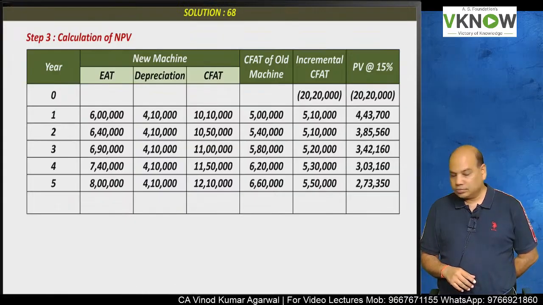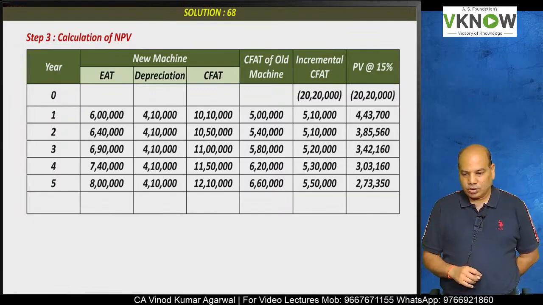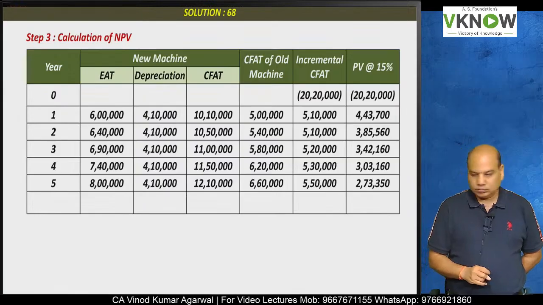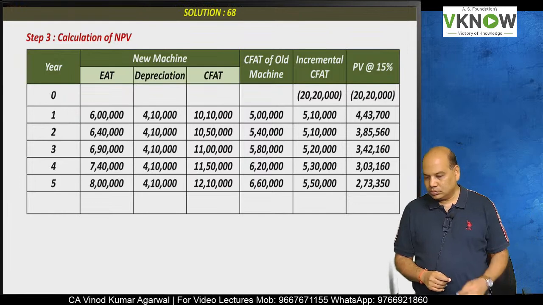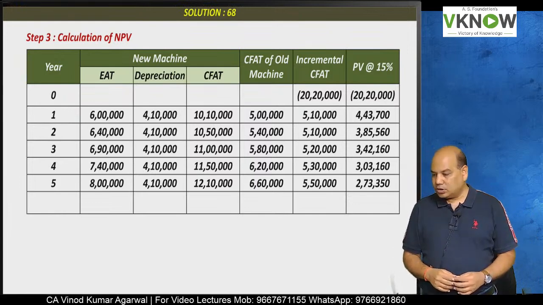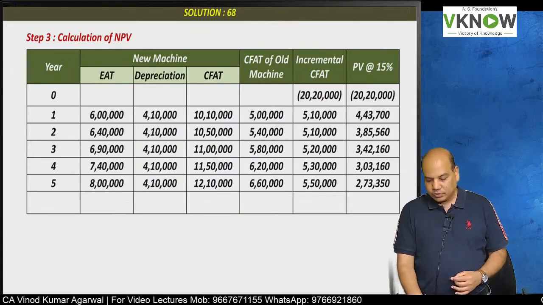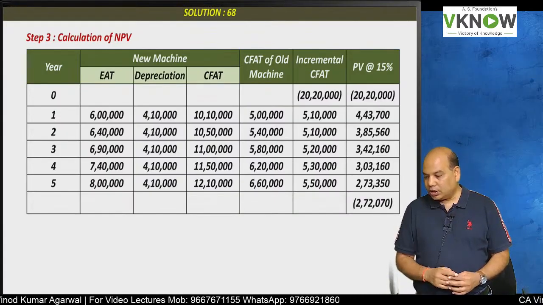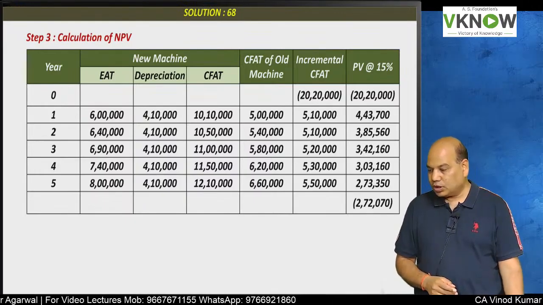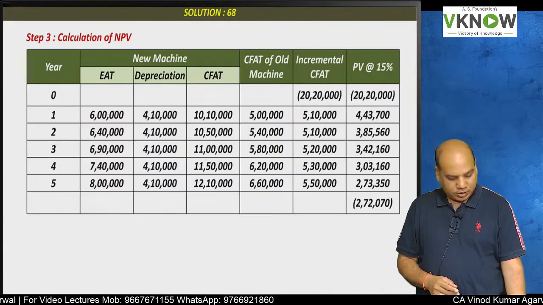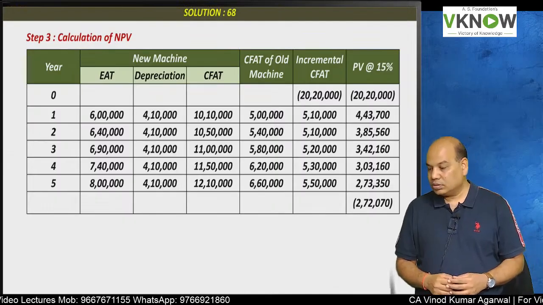What is NPV now? Anybody for NPV? NPV please. Total of the last column. You are getting negative 2,72,070. Interesting. Both are negative. The previous answer was also negative. This is also negative. So what do I do?